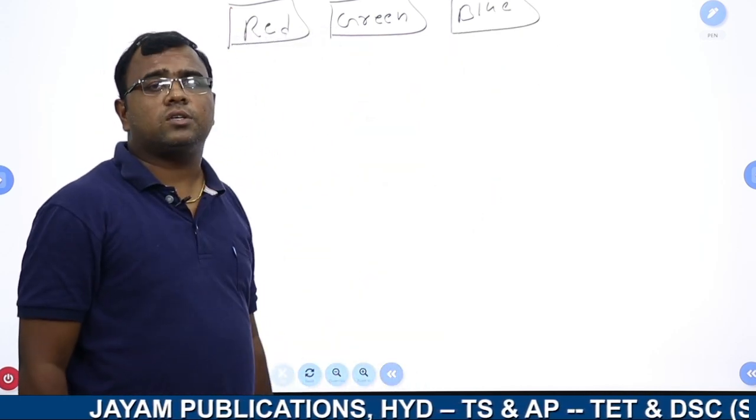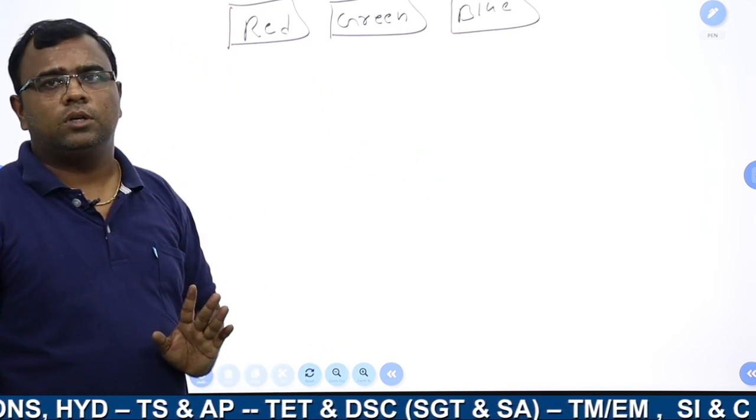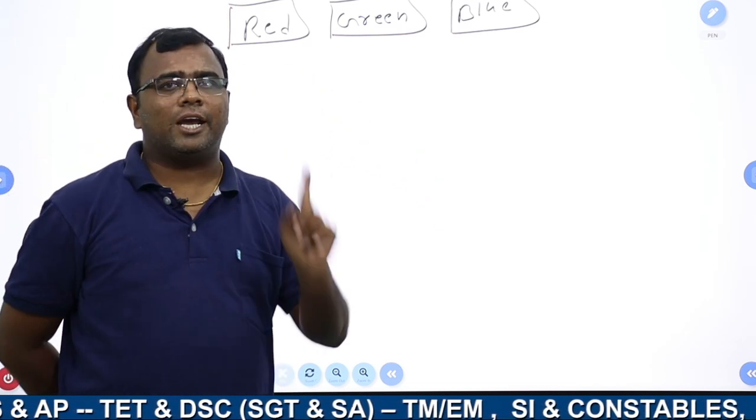These three colors are primary colors. What are the primary colors? Red, green, blue.